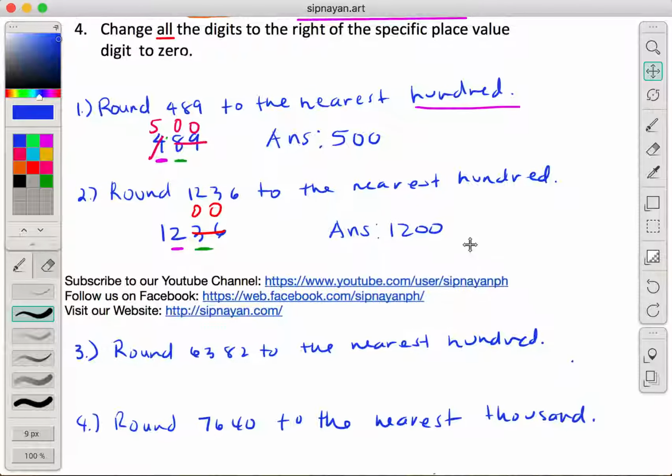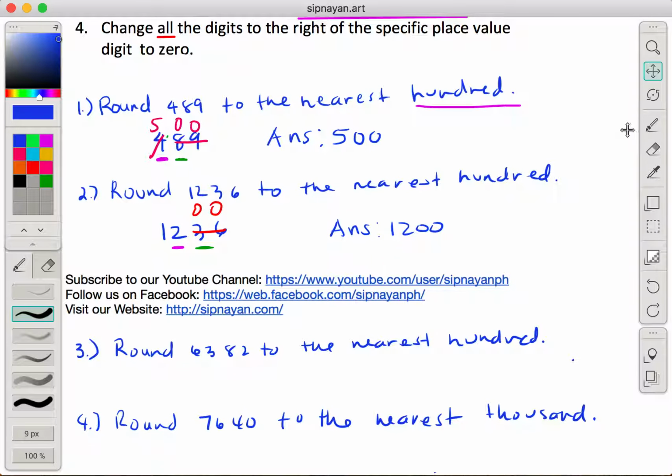Next, we have 6,382 to the nearest 100. 6,382. So yung ating, we round here, hundreds digit. The next digit is 8. Therefore, we add 1 dun sa 3. And replace the 8 and 2 with zeros. Meaning, if you round 6,382 to the nearest 100, the answer will be 6,400.